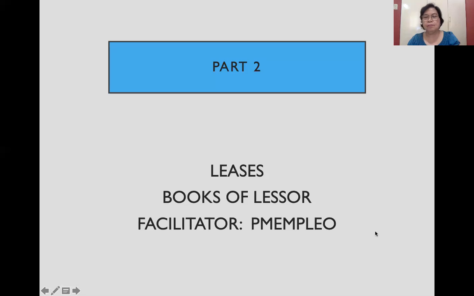So let me share my screen. In part 1, we identified the essential elements of a lease contract, and we focused on accounting for leases in the books of the lessee. In part 2, we will now focus on accounting for leases in the books of the lessor.